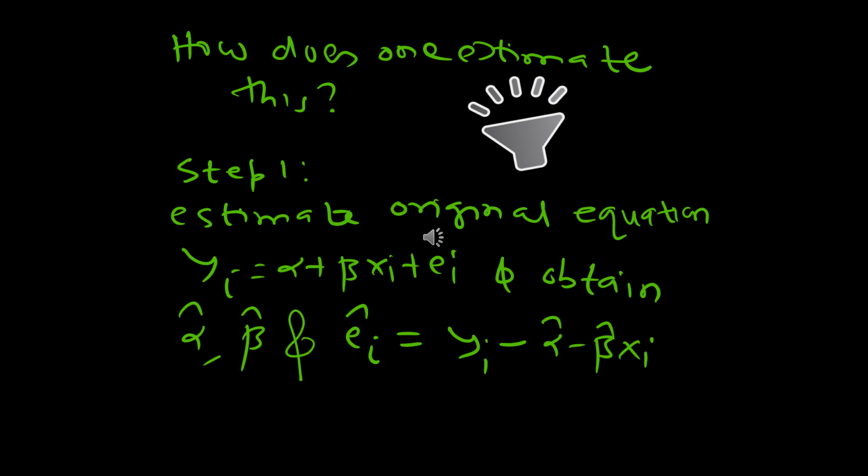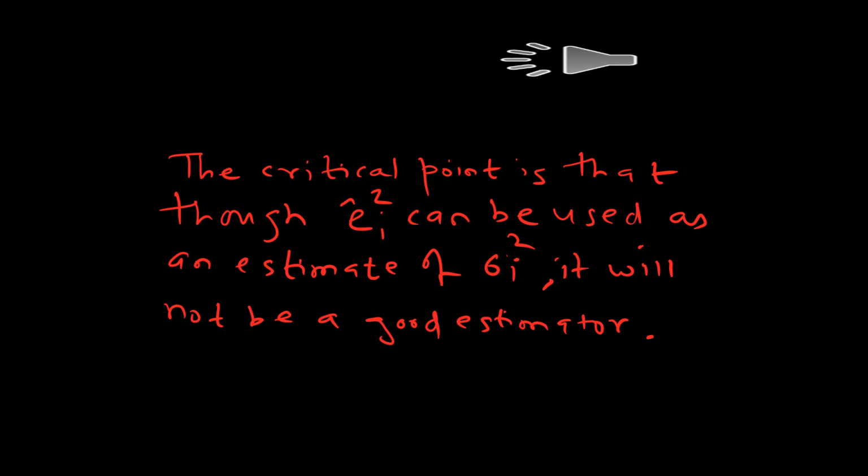Step 1: estimate yi is equal to alpha plus beta xi plus ei. Obtain alpha hat, beta hat and e hat i. You can do this because alpha hat and beta hat will continue to be unbiased and consistent estimators because the covariance of x and e is still assumed to be 0. In case, of course, each of the e hat i squares can be used as an estimator for sigma i square.